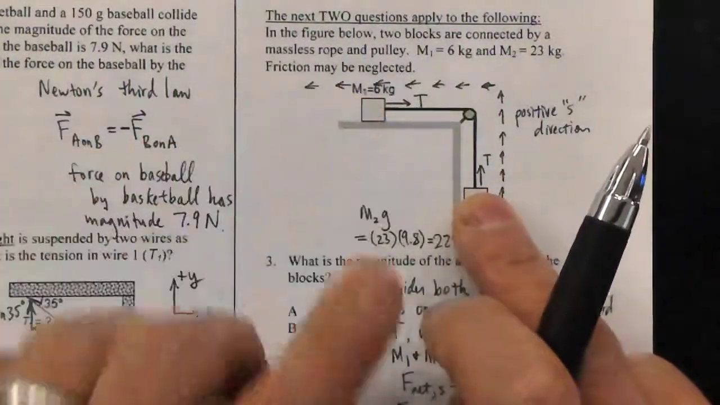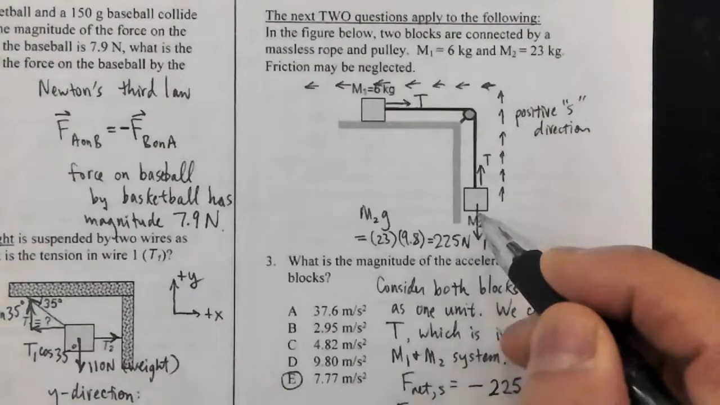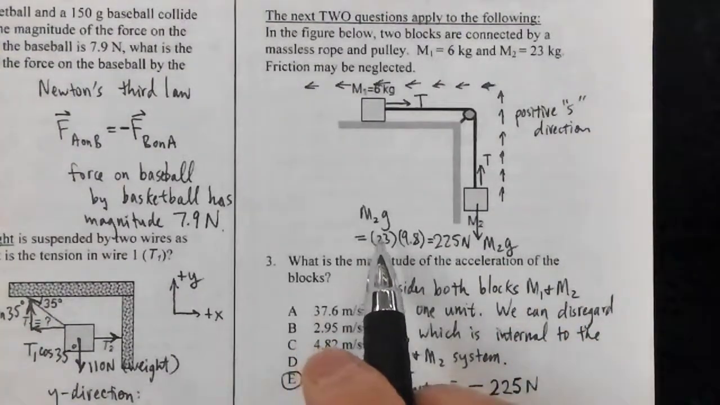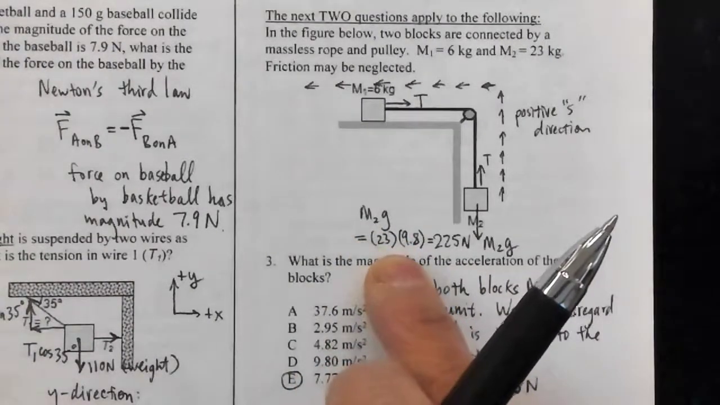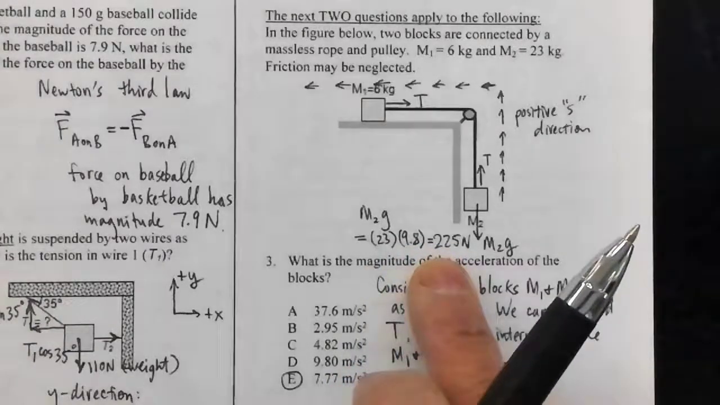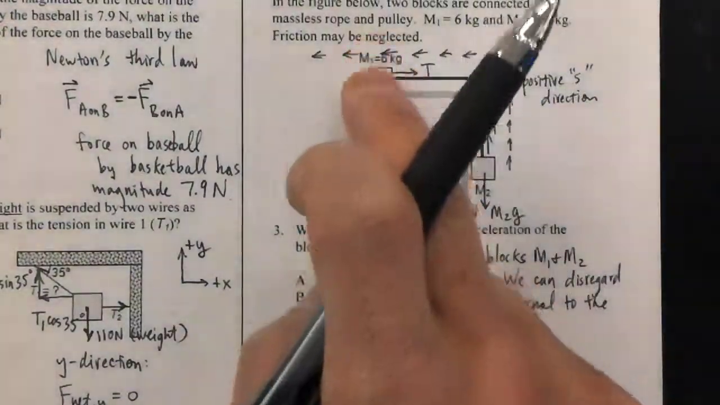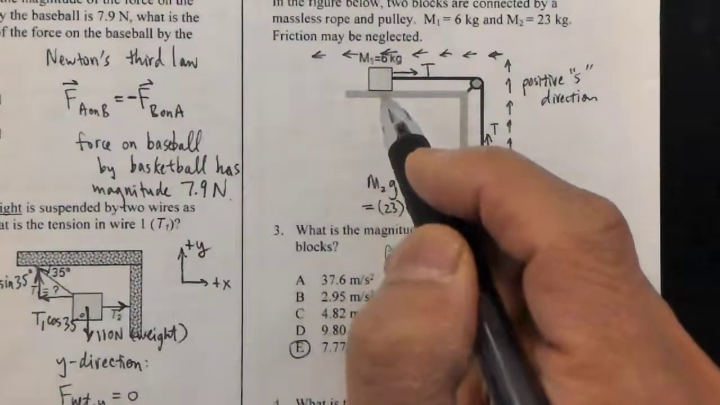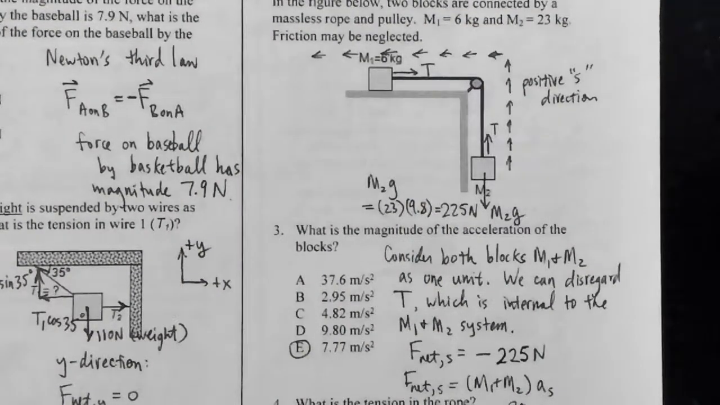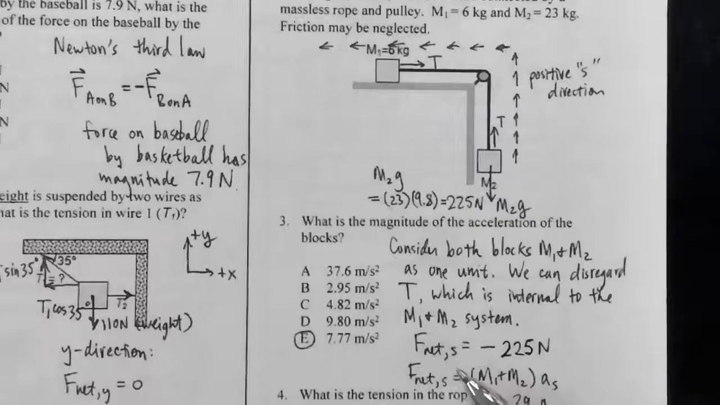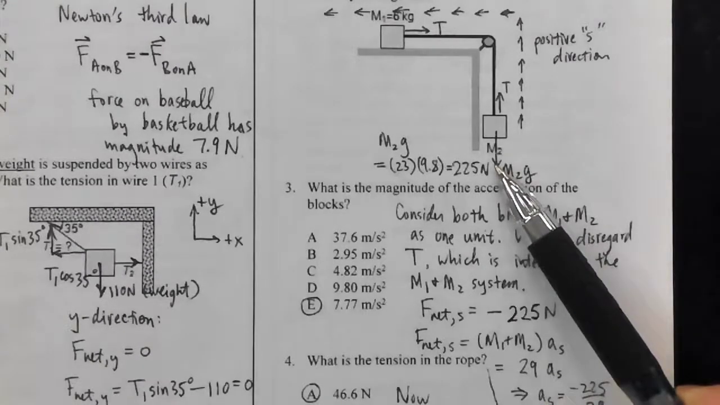If we do both blocks together, looking at forces in the S direction, we have gravity acting on this block, so we have the force of gravity. Let's just calculate how strong it is. The mass is 23 kilograms times 9.8. That comes out to 225 newtons. By the way, the weight of this block does not have any components in the S direction. It only has things perpendicular to the S direction. So when we consider both blocks together as one unit, we only have the net force being minus 225 newtons, just the force of gravity pulling down here.